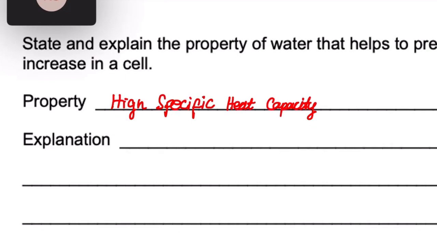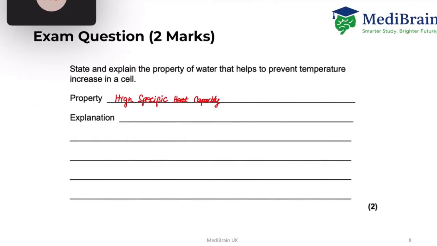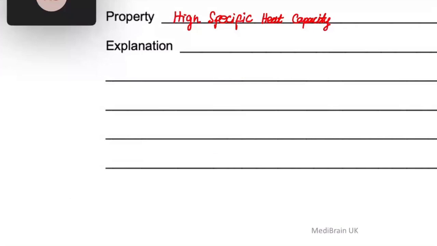Okay, that's what our property is. An explanation: how does it help prevent temperature increase within a cell? Well, if we think about it, it buffers a change in temperature. So the explanation is that it buffers changes in temperature. And remember, for specific heat capacity, I said just learn this statement.